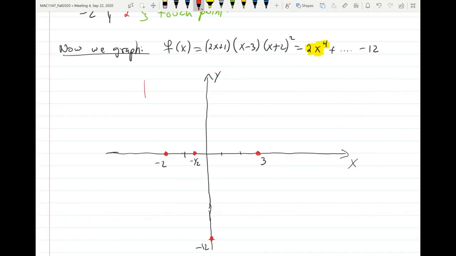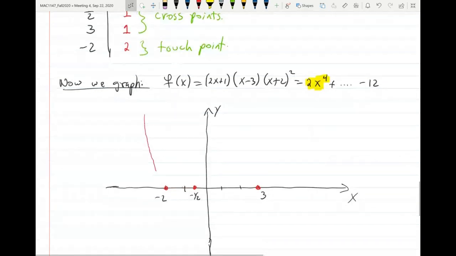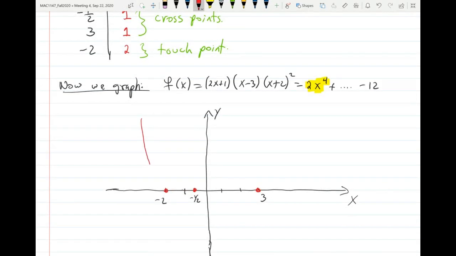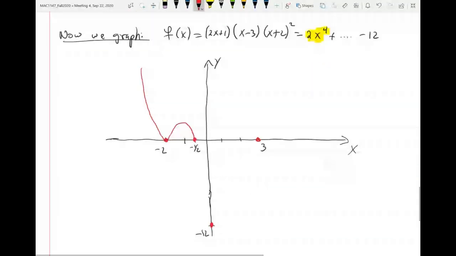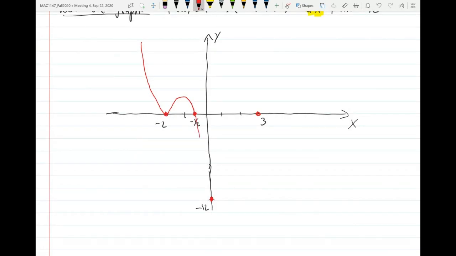So we're coming from above somewhere. So now what happens at -2? We need to touch, okay? So we're coming from above, we hit -2, we bounce back up. At some point we need to turn. We go through -1/2 in a linear way because the multiplicity is 1. We need to go through -12. At some point we need to turn back up. And then we go through 3 in a linear way as well because multiplicity is 1. So here is more or less a sketch of the graph. Okay, questions?